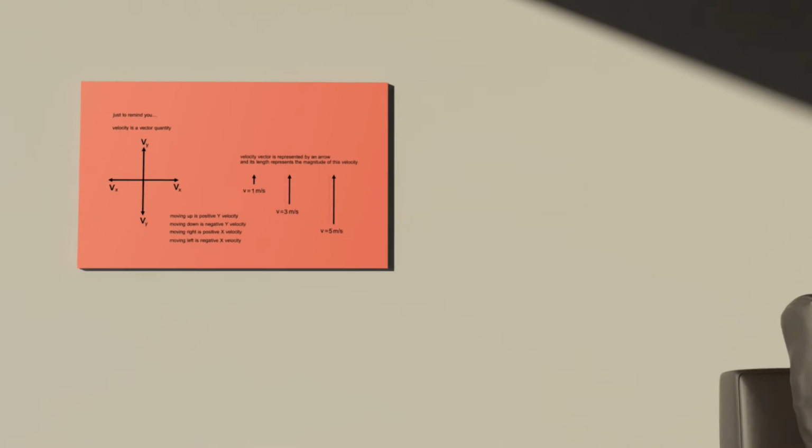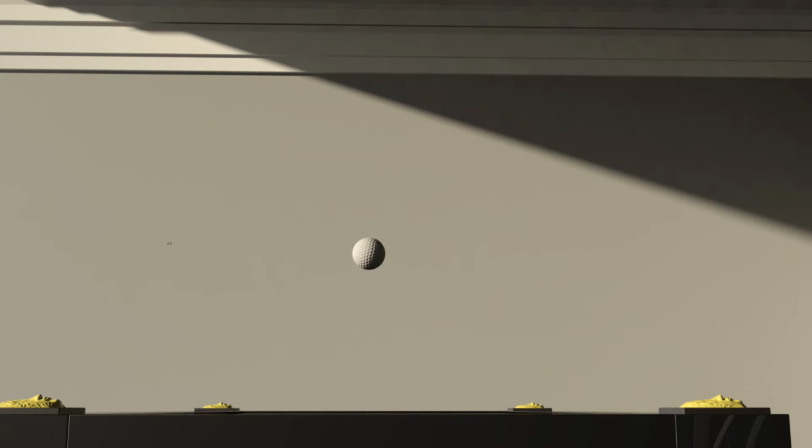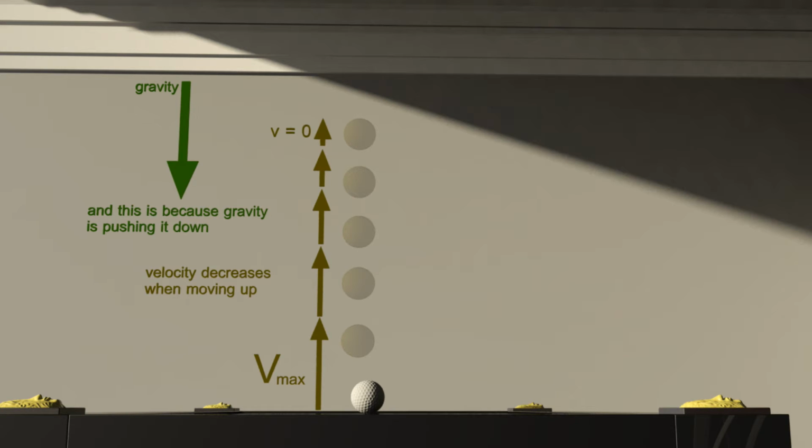Now look at this golf ball resting on the table. The ball has been given an initial speed, so it traveled upward. The speed was initially maximum, and then started to decrease as the ball moved up. Look at the length of the arrows, how they decreased in length on traveling upward. This is because gravity is trying to push the ball back to the ground, so it decreases its speed gradually.